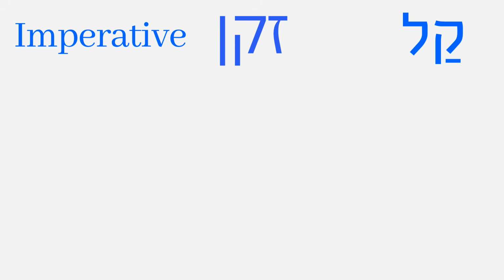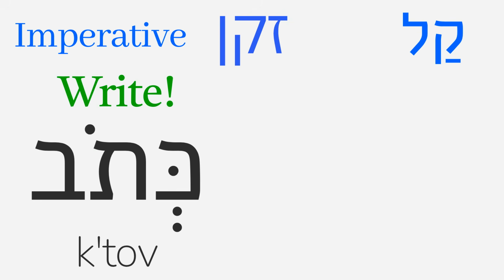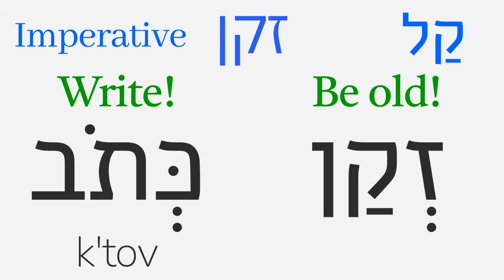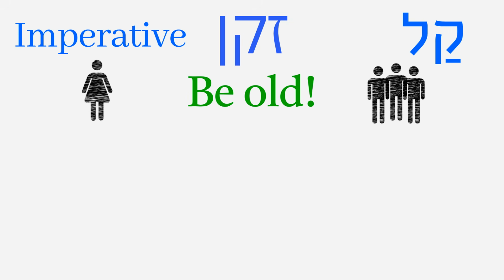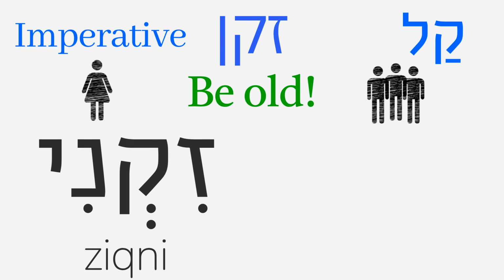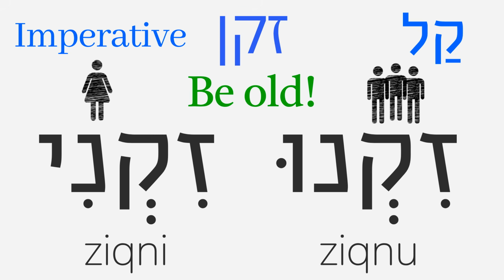The masculine singular command write is ketov, and the masculine command be old, a stative command, will have a patach instead of a cholam. Zekan, be old. The feminine singular and masculine plural commands shorten this patach to a shva, making zikni and ziknu. Be old can mean a woman or a masculine plural group. Since the vowel that changed is now just a shva, these forms look just like the kal commands we've learned before for non-stative verbs.